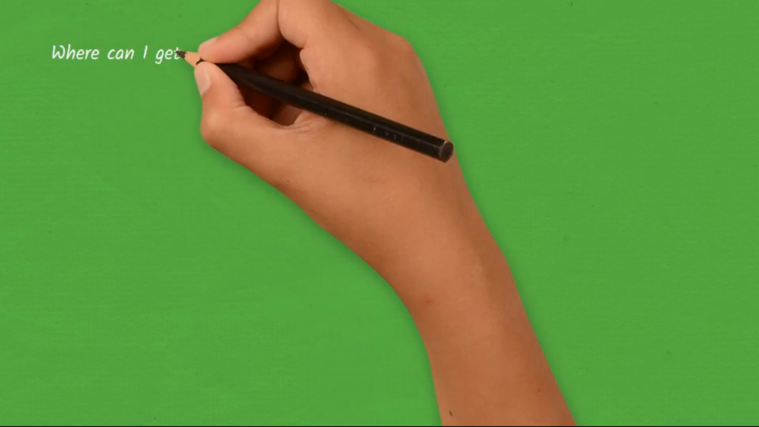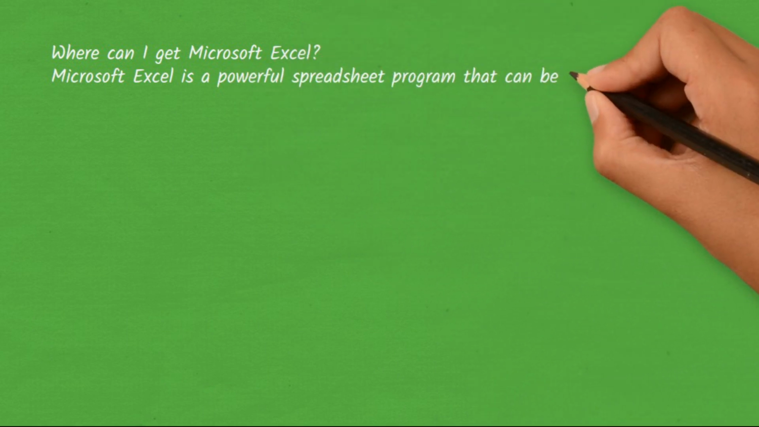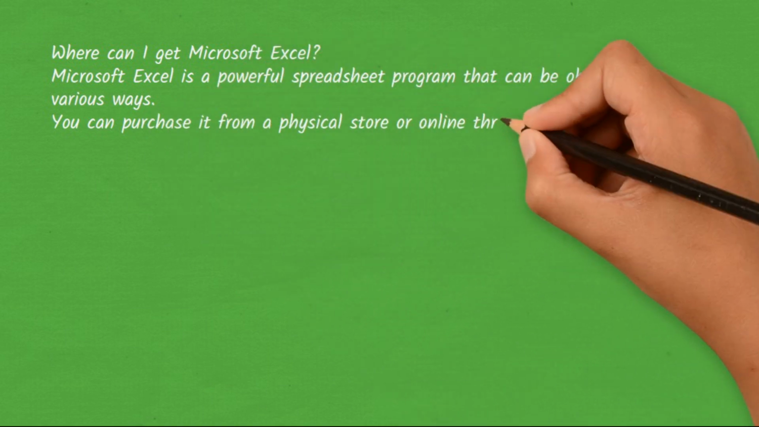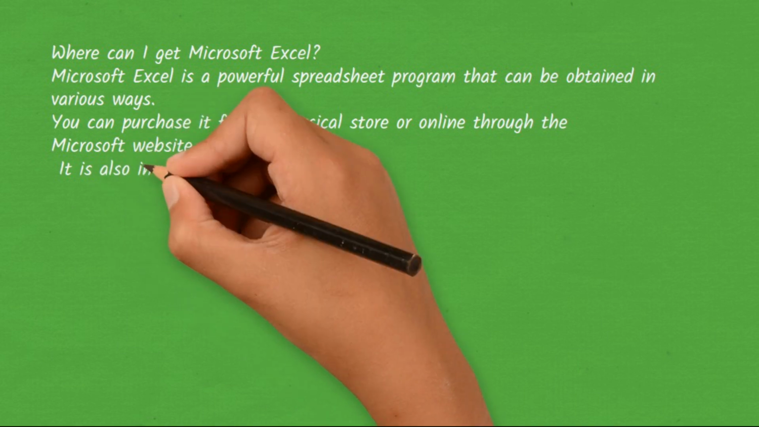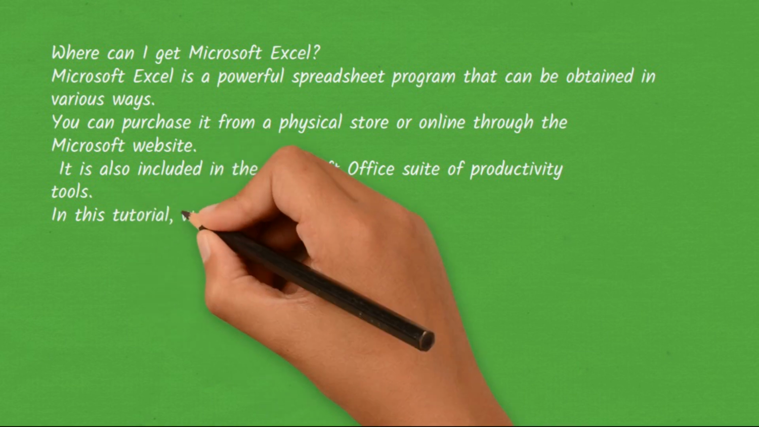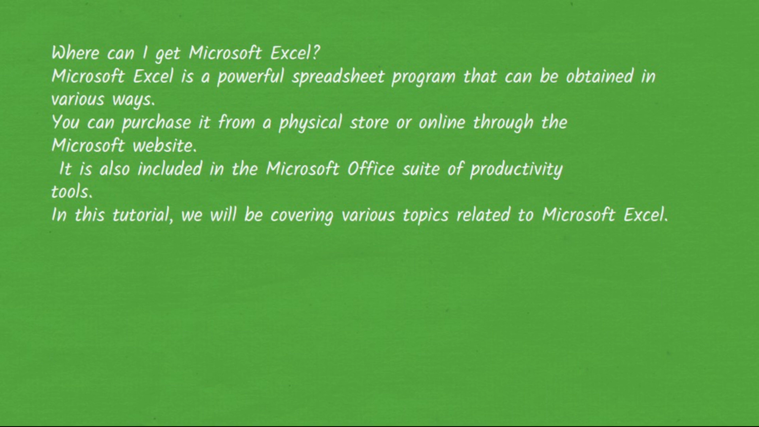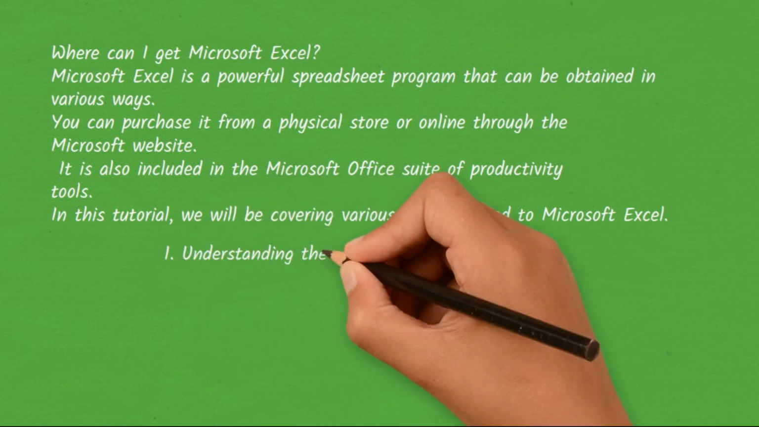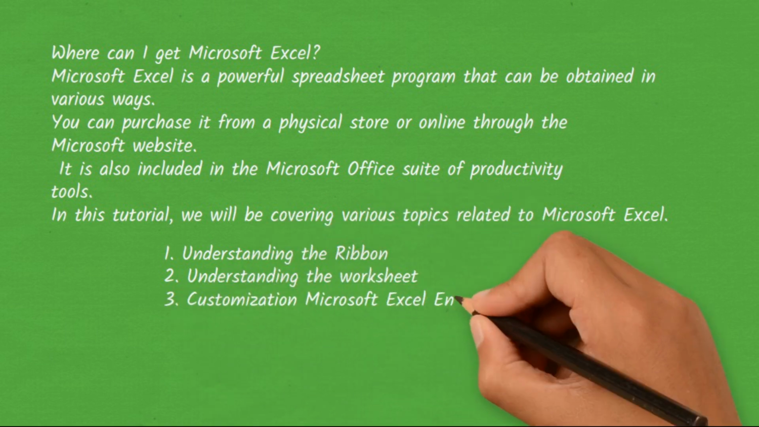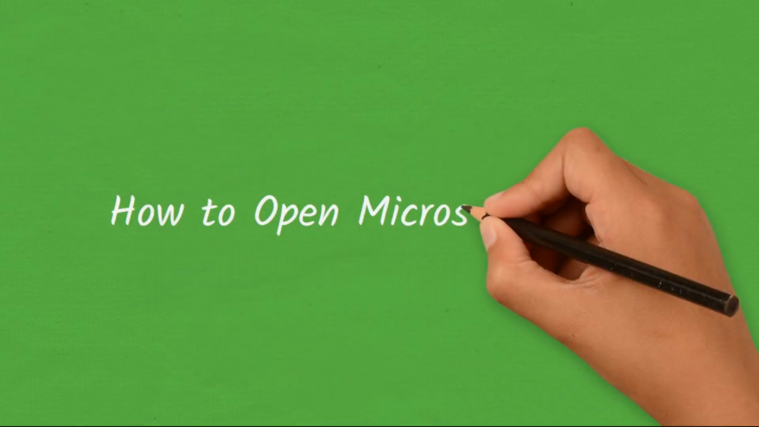Where can I get Microsoft Excel? Microsoft Excel is a powerful spreadsheet program that can be obtained in various ways. You can purchase it from a physical store or online through the Microsoft website. It is also included in the Microsoft Office suite of productivity tools. In this tutorial, we will be covering various topics related to Microsoft Excel. 1. Understanding the ribbon. 2. Understanding the worksheet. 3. Customizing the Microsoft Excel environment. 4. Important Excel shortcuts.